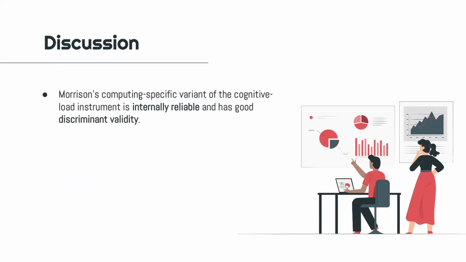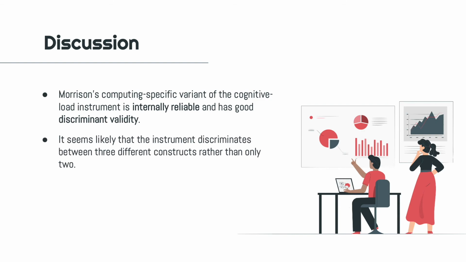Overall, our results strongly support the idea that Morrison's computing-specific variant of the cognitive load instrument is internally reliable and has good discriminant validity. In these respects, computing educators and researchers can use the instrument with increased confidence, which is good news since papers are being published in computing education that rely on this instrument. Given that our data did not fit the two-factor model proposed by Jiang and Kalyuga, it seems likely that the instrument discriminates between three different constructs rather than only two.